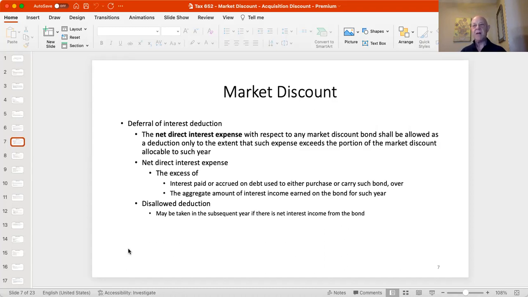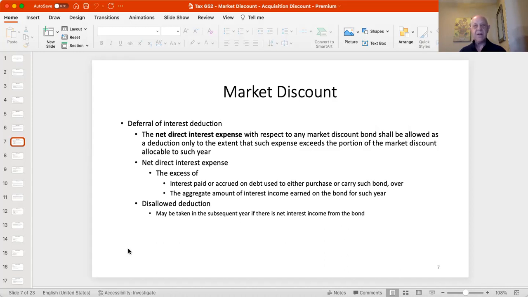That was the $54 in my example. How much was the interest income that we picked up on the bond from the coupon? 50. So our net direct interest expense is only $4. Then we compare the $4 to the accrued market discount on the bond. And if it's less than the accrued market discount, that amount has to be disallowed and carried over to the next year.